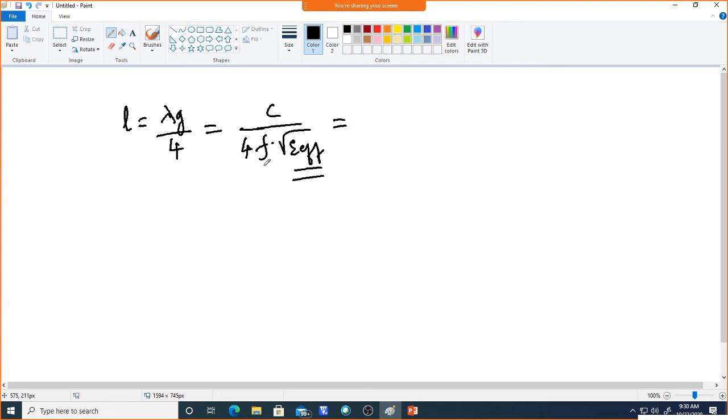F is given as 2.5 gigahertz, C is 3 into 10 power 8, and effective epsilon you need to calculate. Epsilon r is given as 10. Now you can see W by H, which we have taken here as W by D, whether it is greater than 1 or less than 1. If it is greater than 1, you need to use the corresponding equations.